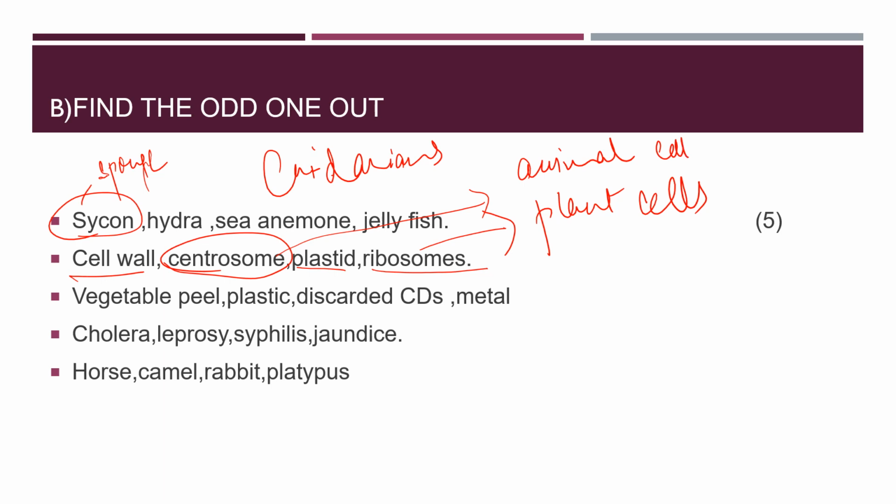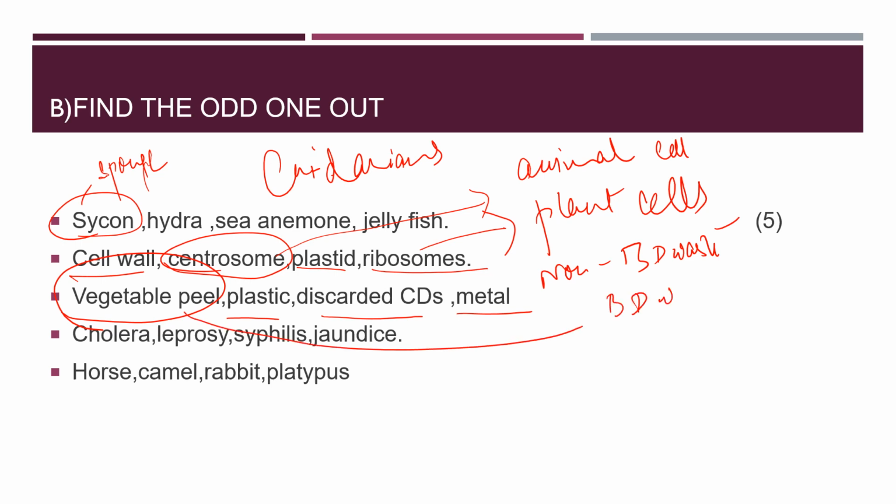Now the next one is vegetable peel, plastic, discarded CDs and metals. The odd one out is vegetable peel, which is a biodegradable waste, while plastic, discarded CDs and metals are all non-biodegradable waste. Okay, is it clear?